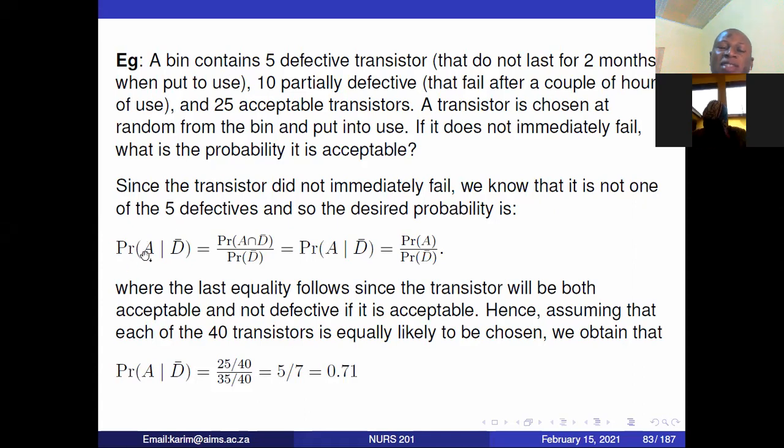So just look at something here in this question. The number of acceptable transistors, how many transistors are acceptable? 25. What is the total number of transistors? 40. Okay, so look at something. Are you listening? Yes. The transistors that are defective, they are how many? They are 5, isn't it?